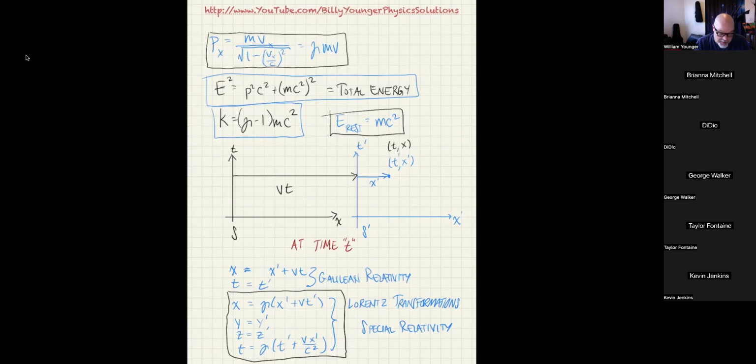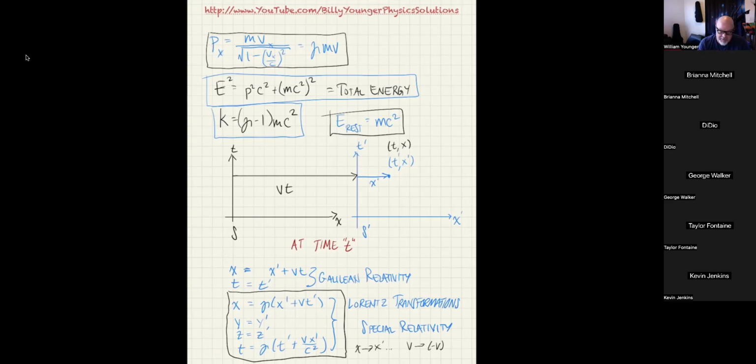Now, if you wanted to switch from this explanation of X, Y, Z, and T to X prime, Y prime, Z prime, T prime, all you have to do is reverse all the symbols from primes to non-primes and all the non-primes to primes, and then replace V with negative V. So if you wanted to convert X to X prime and so on, you just replace V with negative V and swap primes. So that's pretty much how that works.